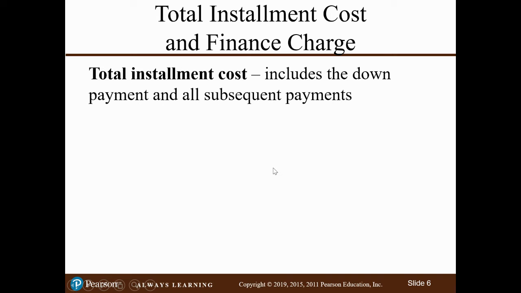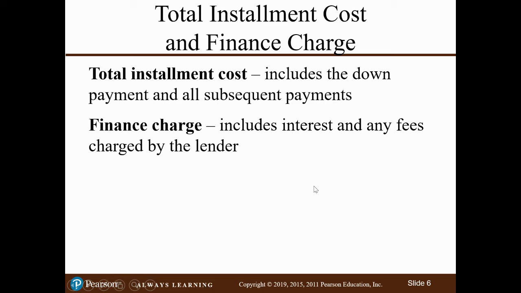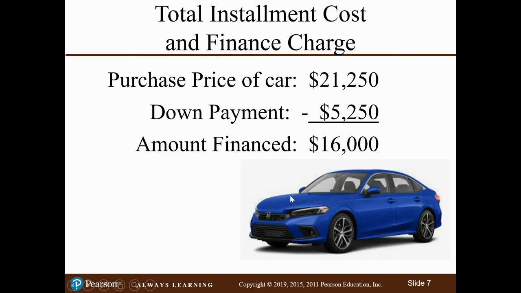Total installment cost means all the payments that you make, including down payment and monthly payments or whatever payment period you're using. Finance charge is the interest and any other fees that are charged to you to borrow the money. And so here's an example. Let's say you want to buy a new car. The price of the car is $21,250. You've got $5,250 to put down as a down payment. That means you're going to finance $16,000.